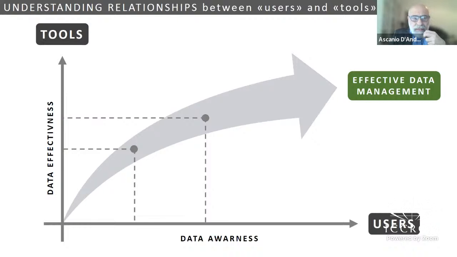The first thing to do is to understand exactly what the relationships are between the users and the tools, as has already been highlighted, also by Annabelle. We can see from this graph that the tools are strictly related to the users to obtain effective data management, which is proportionally related between data awareness and data effectiveness. So as we grow data awareness among the users, data effectiveness will grow too, and that can give us an effective data management.